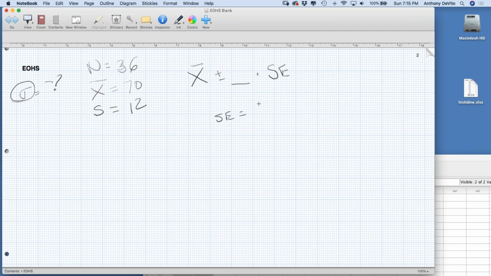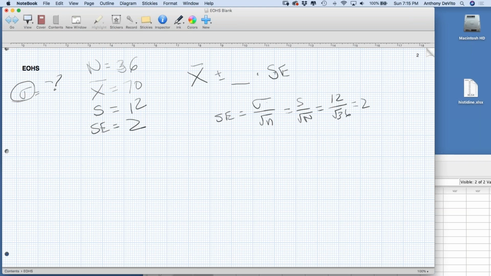is equal to the variability of the population over the square root of the sample size. Again, since we don't know what sigma is, we have to rely on the standard deviation that we get from the sample for that, over the square root of the sample size. In this case, again, it's going to be n. So our standard error is going to be equal to 12 over the square root of 36, which is 6 divided into 12, which is equal to 2. Okay, so our standard error is equal to 2.